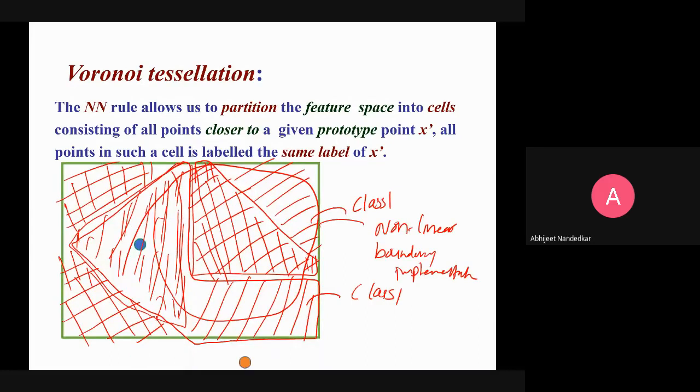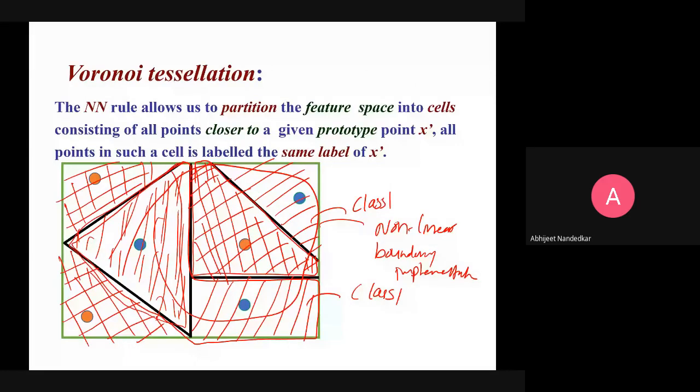Then we have seen, if I take many such samples, many such prototypes belonging to, say, two classes, then how the decision boundary is constructed. So you can see these boundaries in total are forming a nonlinear decision surface, and that's why these methods are very popular.